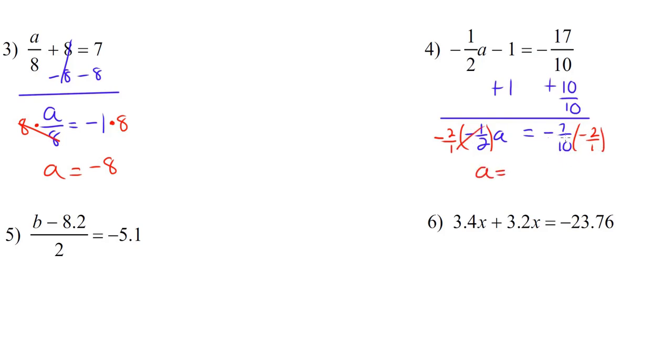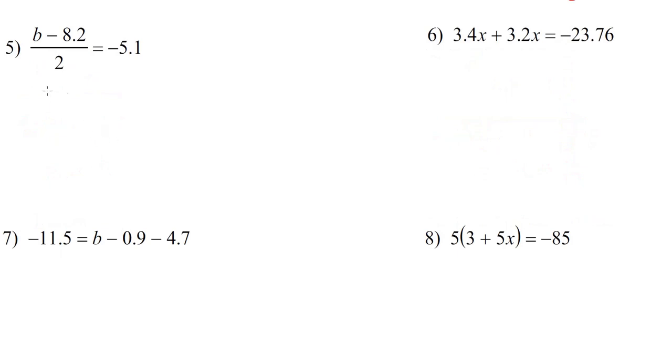And on the right, negative times negative is positive, and 7 times 2 is 14, and 10 times 1 is 10. But this is not in simplest form, and our answer needs to be in simplest form. So we need to divide both the top and the bottom of this fraction by 2, leaving us with our correct answer, 7 over 5.